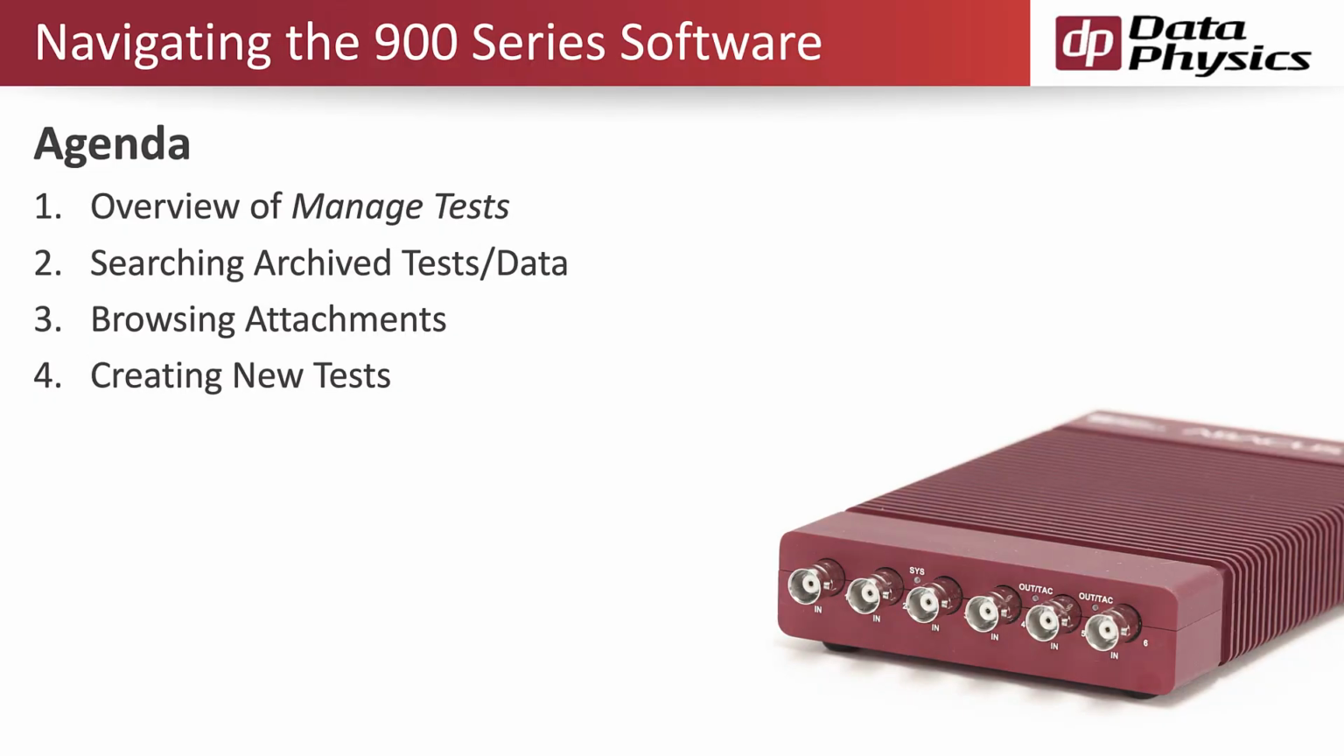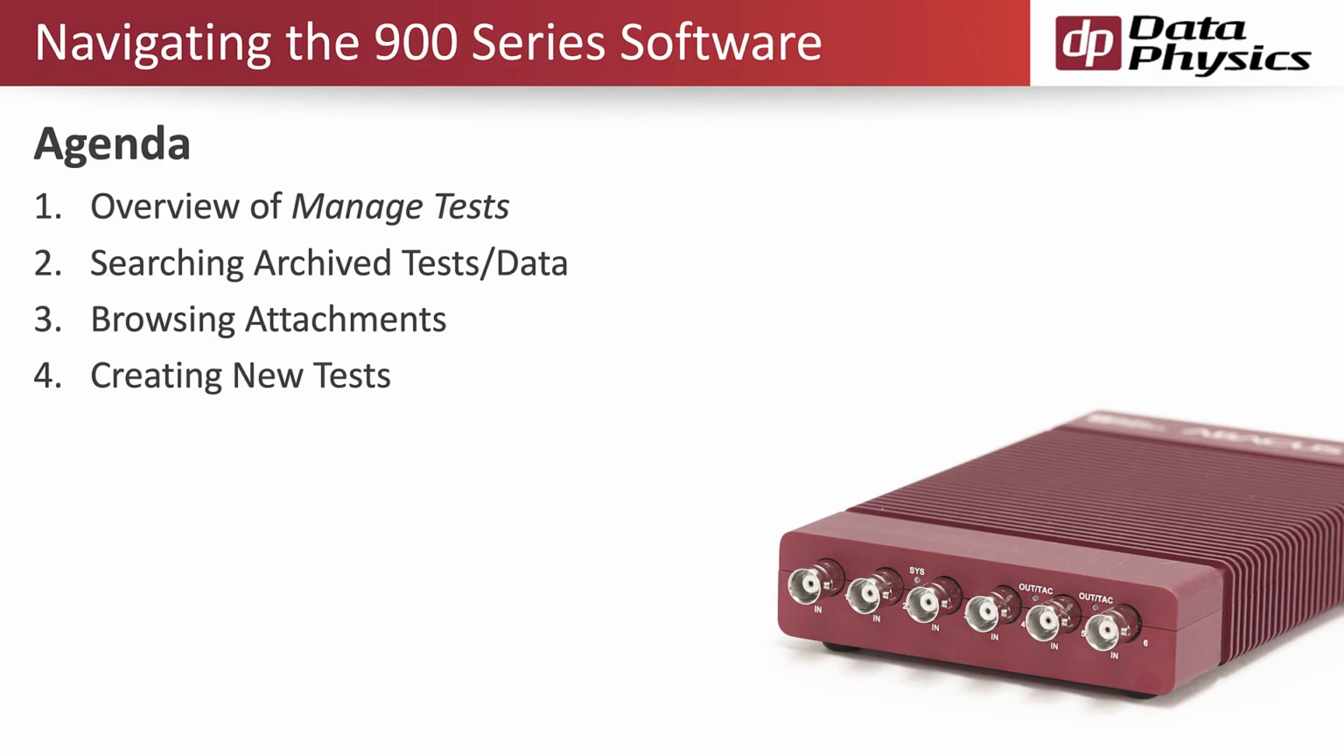The agenda for the short webinar: I'm going to give you a good overview of the 900 series software, not on how to actually set up or run a test, but how tests are saved, how to access data, how to search for data, how to search for archived data that you might have run months or years ago. I'm going to show you a little bit about attachments and how attachments get attached to test setups, and a couple different ways to create new tests. That might save you a little bit of time.